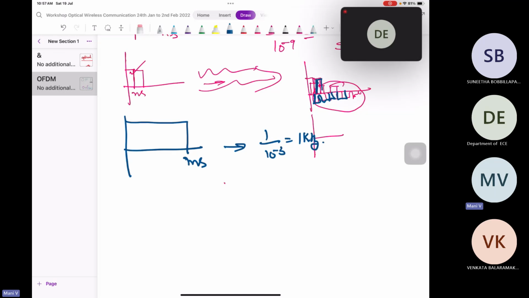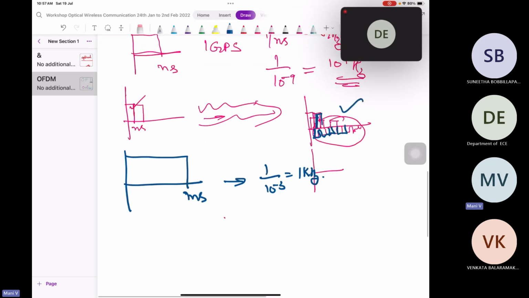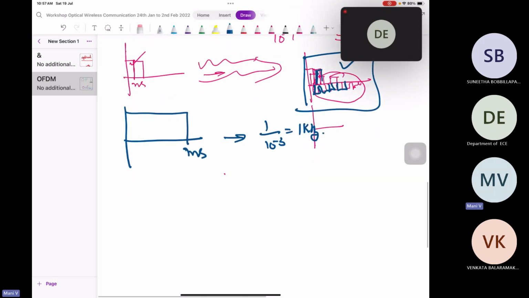But what is the targeted data rate? The targeted data rate is gigabits per second. So how do you achieve gigabits per second? With this time scaling factor, with this time if I am transmitting, this kind of overlapping in the time scale is barely present in this communication system.